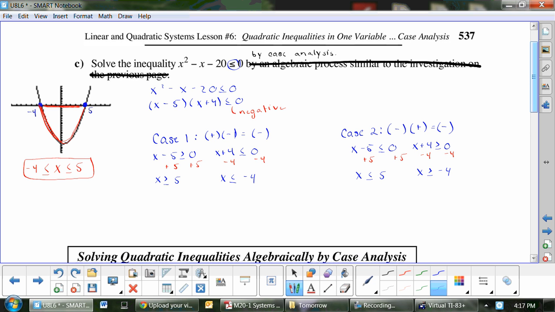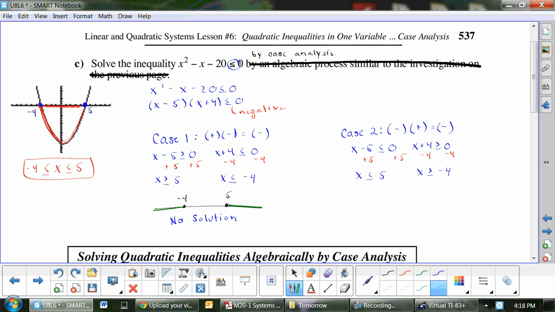So if we look at case 1, if we were to draw this on a number line now, we'd have -4 and 5. And we'd say, okay, our solution occurs when x is greater than 5 and when x is less than -4. And we'd look at this and say, oh, well, we will never have anything that is both greater than 5 and less than -4. So in case 1, there's no solution.